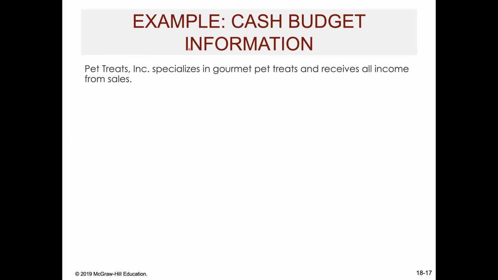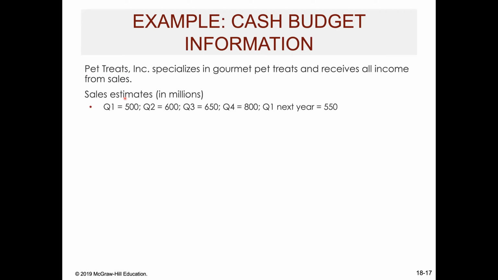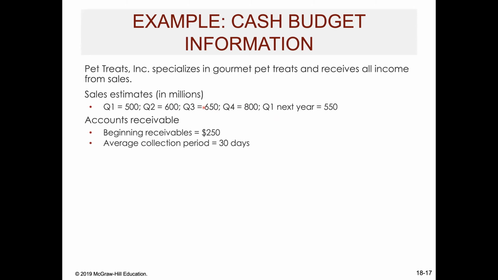Okay, so our sample company, or example company, is Pet Treats Inc. And they specialize in gourmet pet treats, and they receive all income from sales. So sales estimates in the millions. So we've got it by quarter. So this cash budget is a quarterly cash budget. In real life, it doesn't necessarily have to be. It could be quarterly, it could be monthly. And depending on your business, I guess theoretically it could also be annually. So 500, 600, 650, and 800, and then 550 the following year. So that's a year's worth.